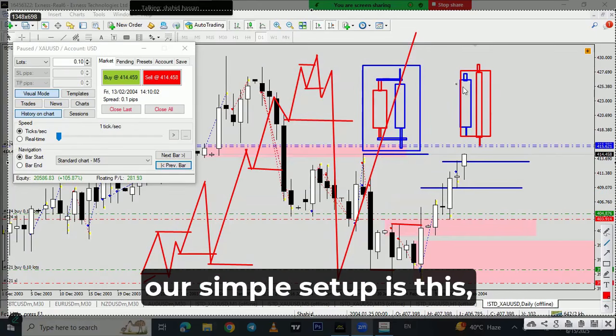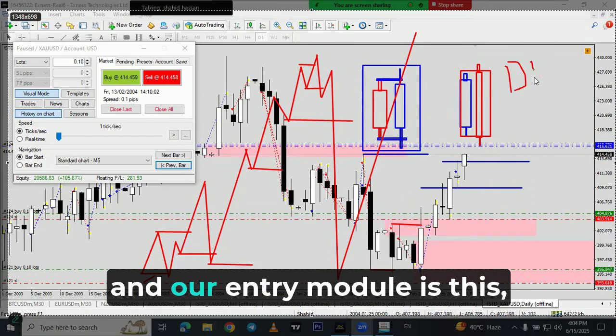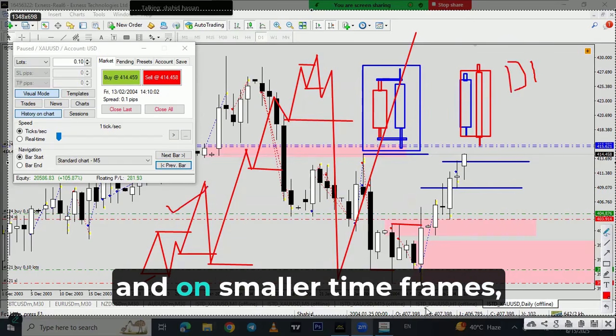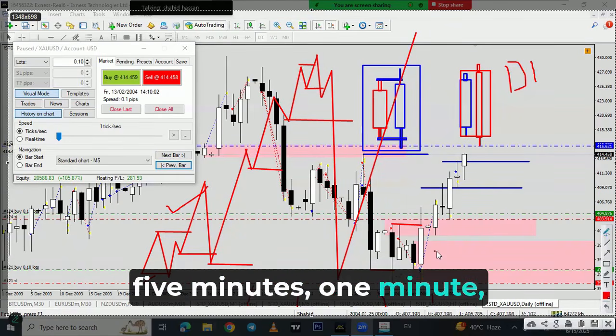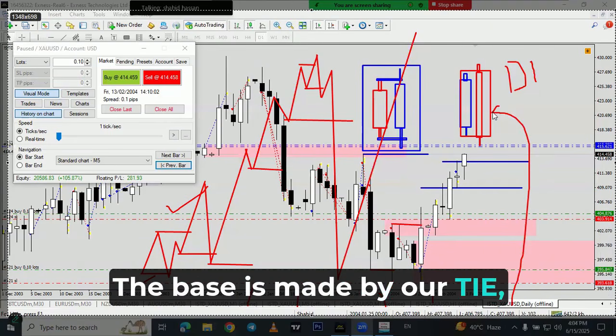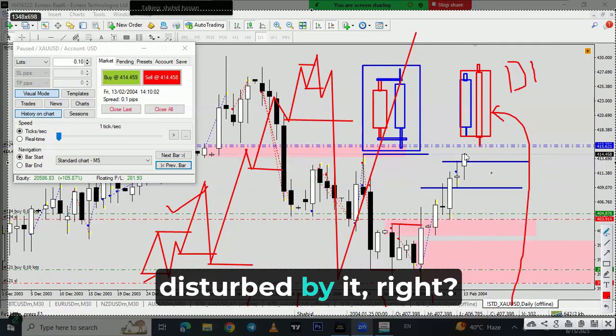In the real chart, our simple setup is this, our day one's engulfing is this, and our entry module is this, and the liquidity level is this. And on smaller time frames we do this: 15 minutes, 5 minutes, 1 minute, we enter, and the base is made by our tie. I haven't added monthly, weekly, because you will be disturbed by it, right?